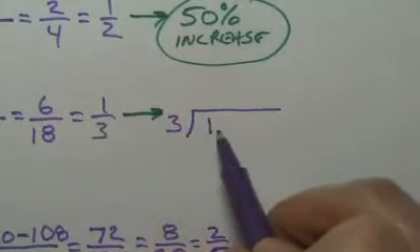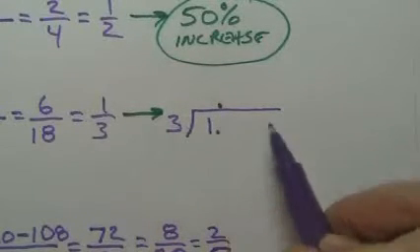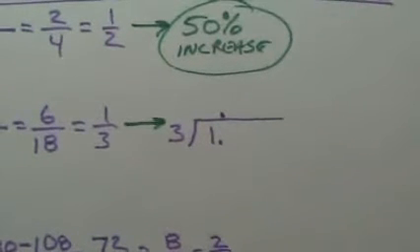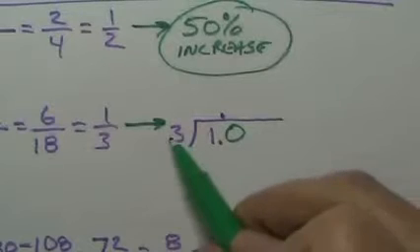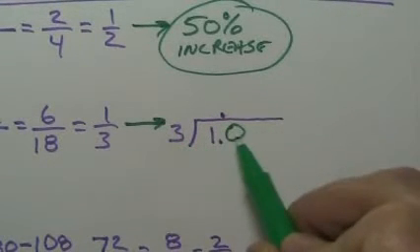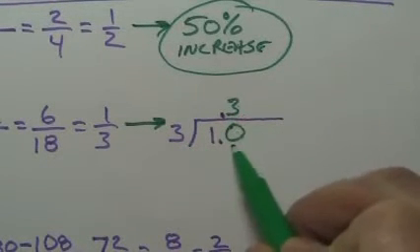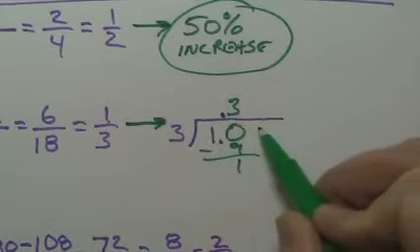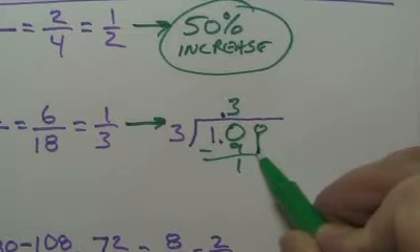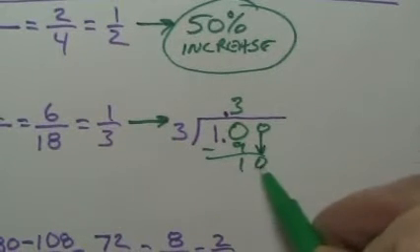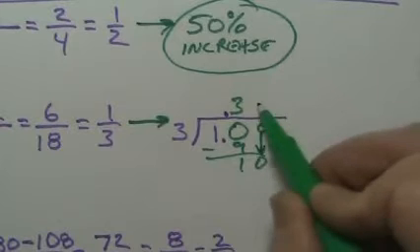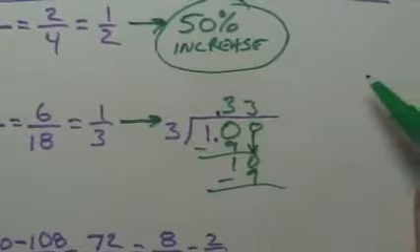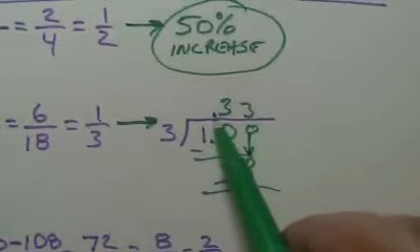So 1 goes in the box. Decimal goes straight up. Add a 0. Three does not go into 1. 3 does go into 10 3 times. And that gives me 9. Gives you 1 left over. Add another 0. And it's the same thing again. It just keeps repeating itself. So what's my answer? That's the decimal.